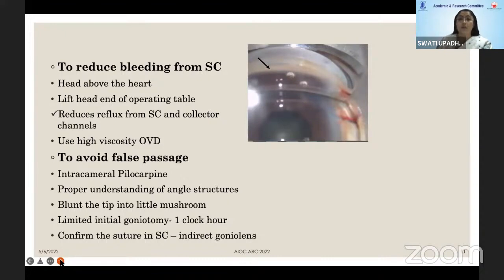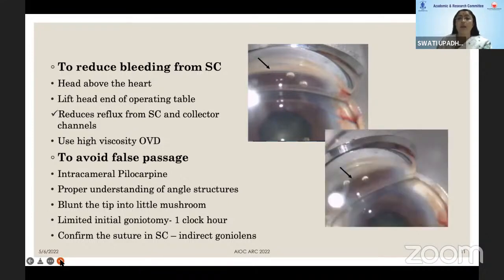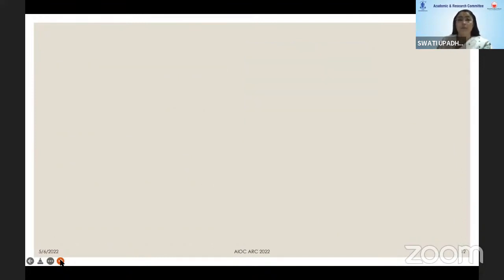take an indirect gonio lens, put it onto the cornea, and confirm. The arrow showing there is that the suture, the blue color, is seen through the trabecular meshwork, and you can find that yes, my suture is in the Schlemm's canal. I can see the scleral spur below my suture. In the second picture, you can see that half of the suture has reached halfway, and the other half has not reached. So you can still confirm that yes, I am in the Schlemm's canal.